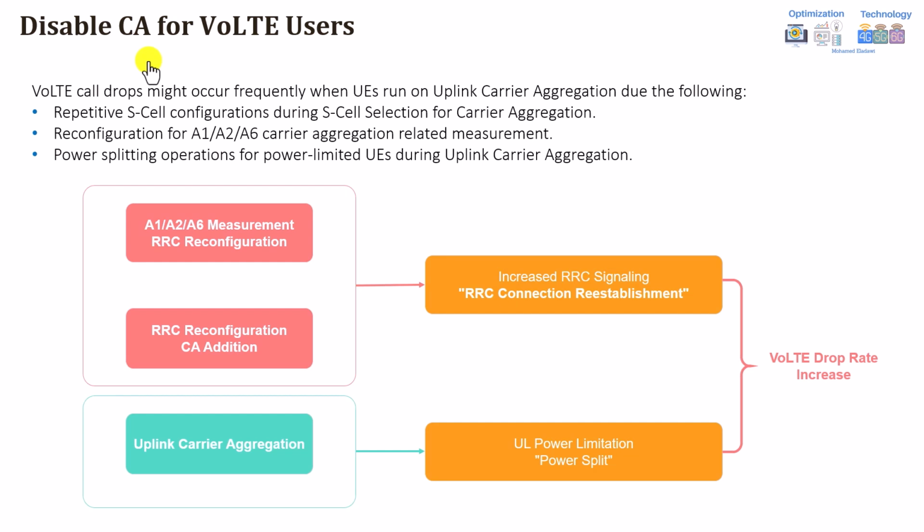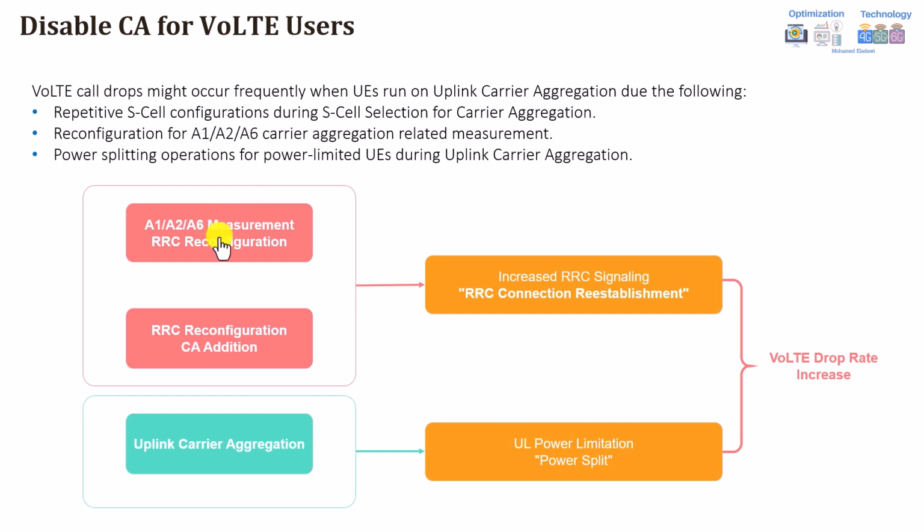So why is it usually recommended, or in general recommended, to disable carrier aggregation? Actually, this is because carrier aggregation can have some impact on your call drop rate, especially for VoLTE. First of all, carrier aggregation in general requires the eNodeB all the time to deliver the A1, A2, A6 reports, which are related to carrier aggregation addition and removal and carrier aggregation cell change, for example, secondary cell change.